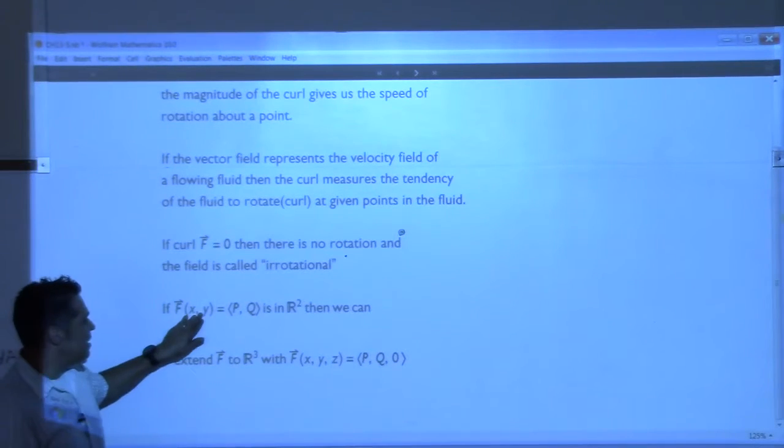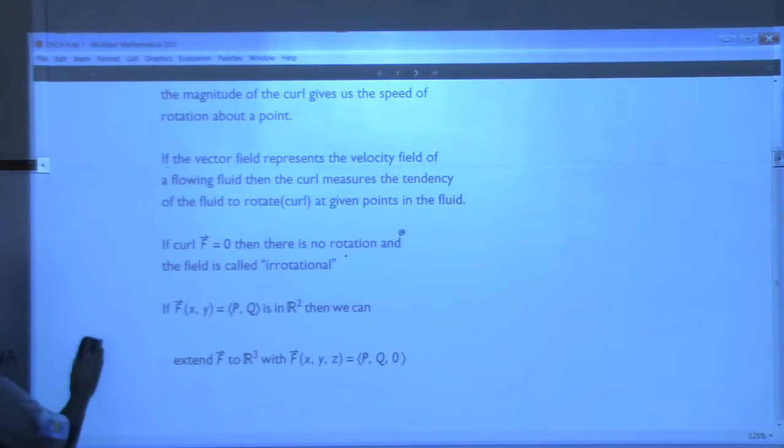This just says that we can always extend two-dimensional vector fields into three-dimensional vector fields.